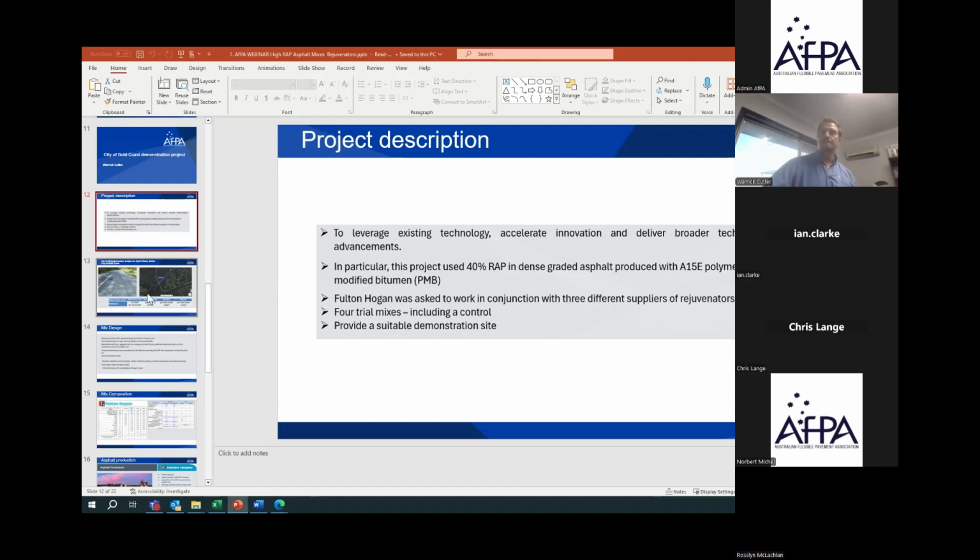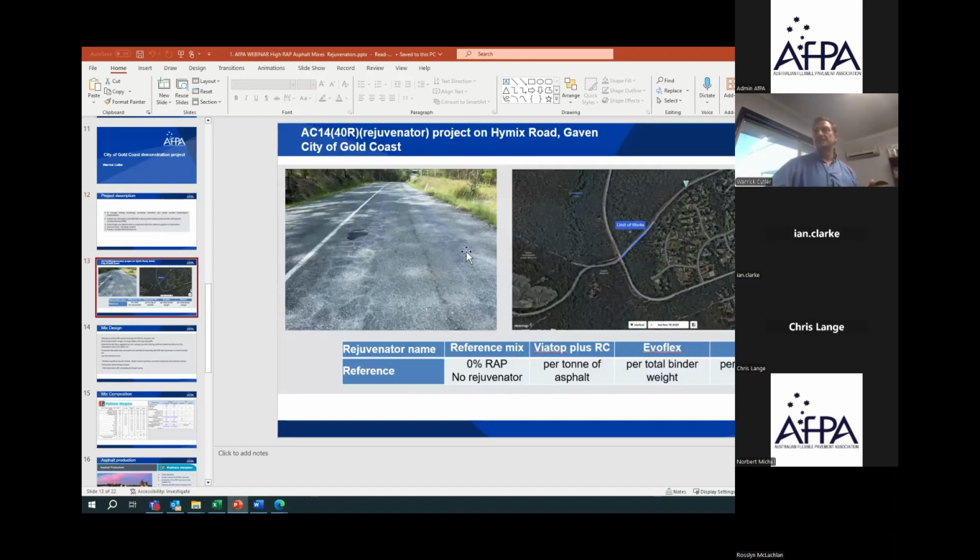The site that was chosen in the City of Gold Coast was a road called High Mix Road, leading up to a quarry. It has had a substantial amount of traffic, a lot of heavy vehicles, about 90% of them. The existing road was pretty much just a two-coat seal with CT base underneath, and as you can see, quite distressed, particularly on one side of the road.